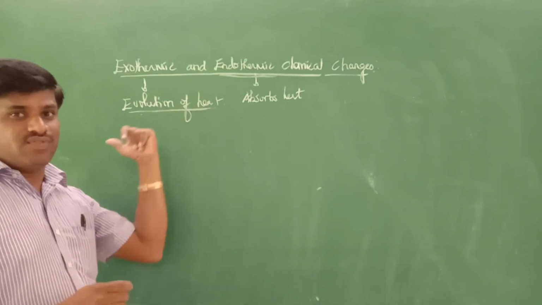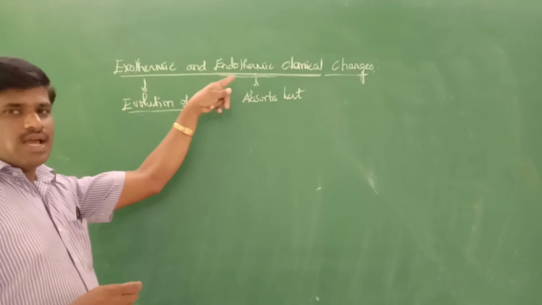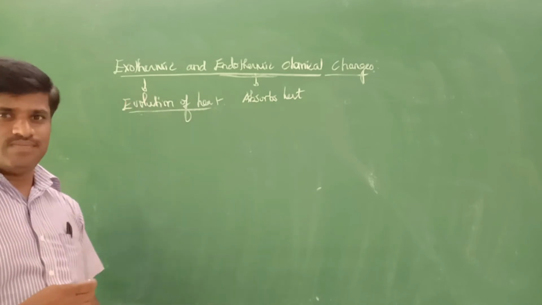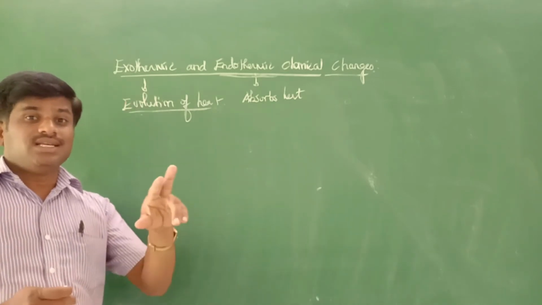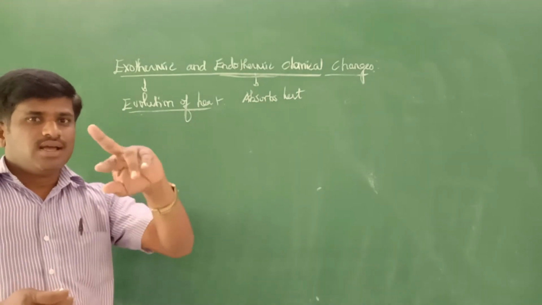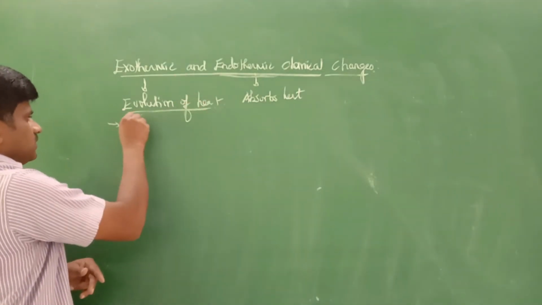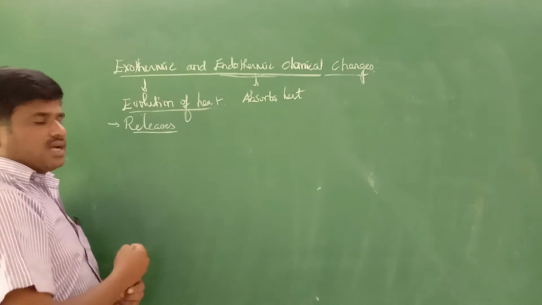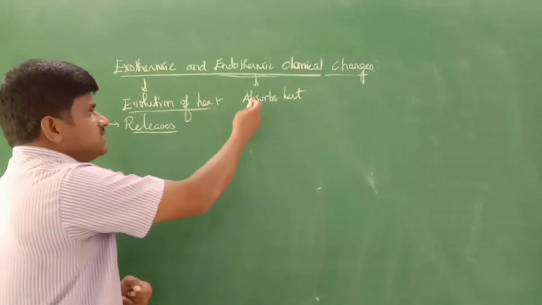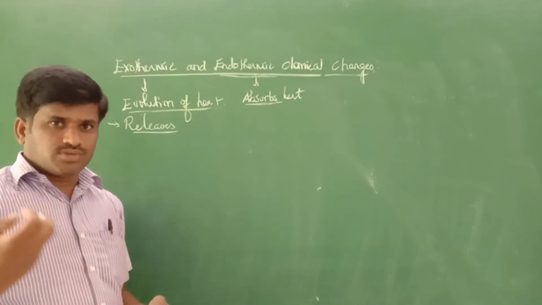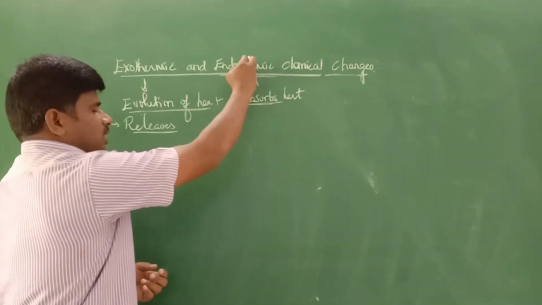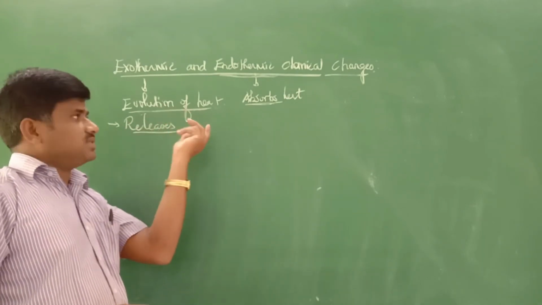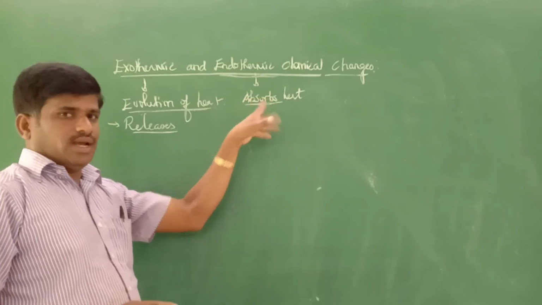So now we go for the definition of exothermic and endothermic reactions. In an exothermic reaction, during the reaction heat energy is released. Such a reaction is called an exothermic reaction. If during the reaction heat energy is absorbed, it takes in heat, such a reaction is called an endothermic reaction. Exothermic is release of heat energy; endothermic is absorption of heat energy.